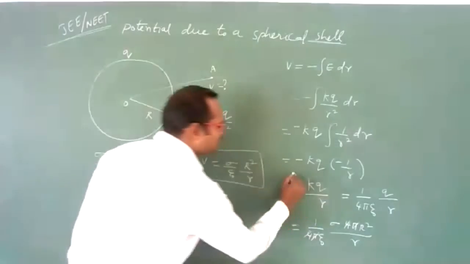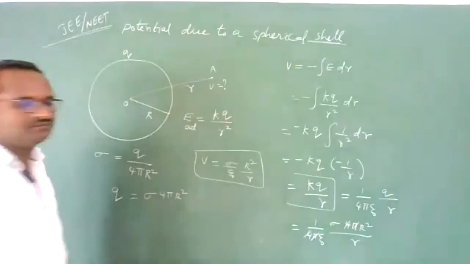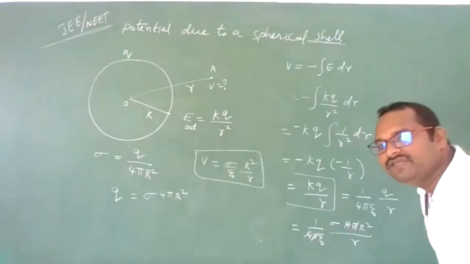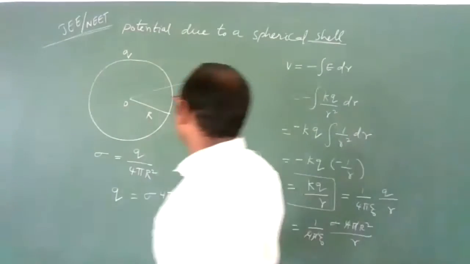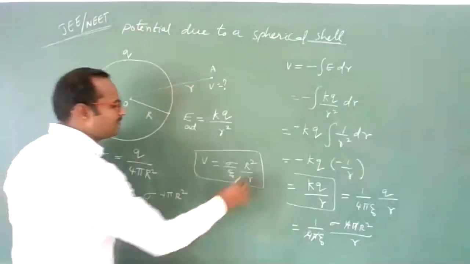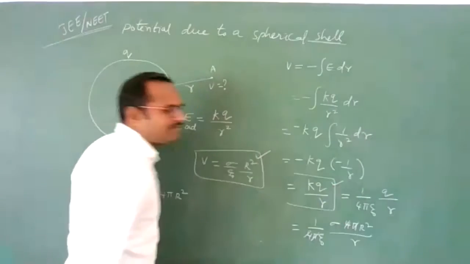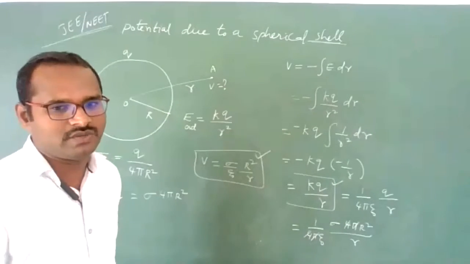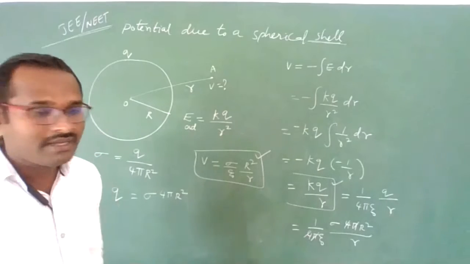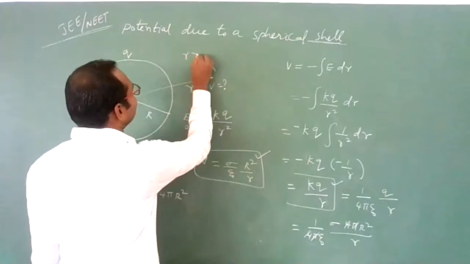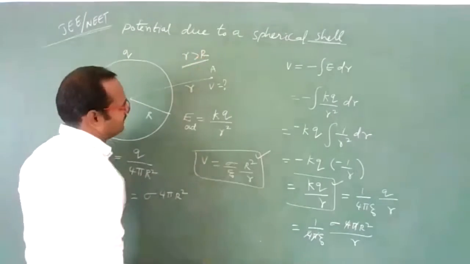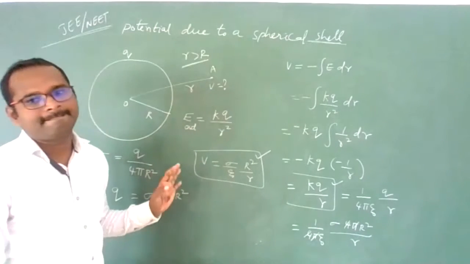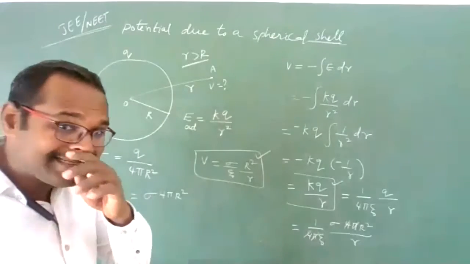You can remember this value or that value. Both are important. This is the potential due to a spherical shell at an outside point. Remember this important value; there is no need to do all these steps every time. Just remember these values, very important. Here small r is greater than capital R, as I am taking an outside point.